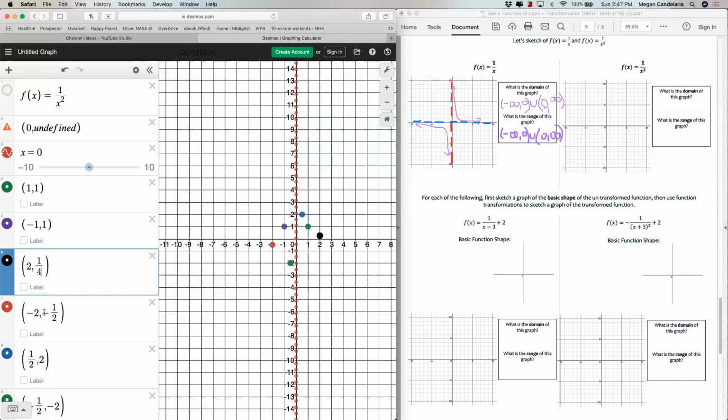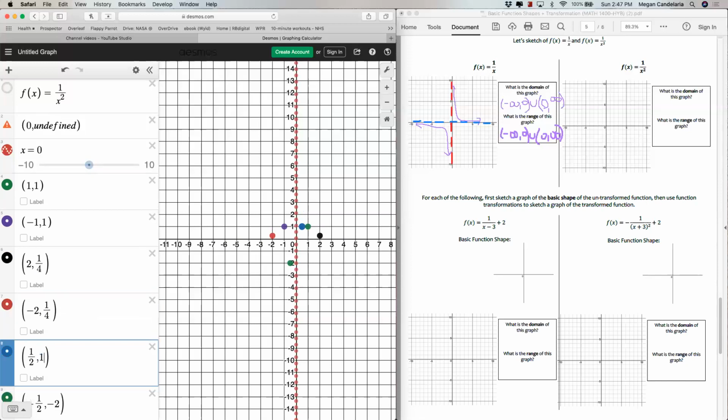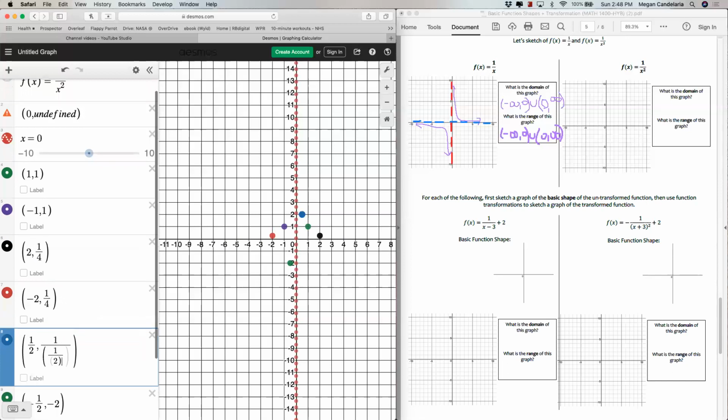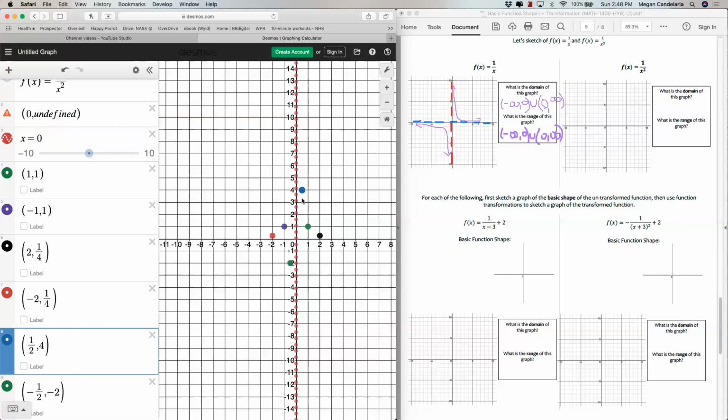When we plug in negative 2, we'll get 1 over negative 2 quantity squared. But negative 2 squared is positive 4. So we'll get the point (-2, 1/4). Plugging in 1/2, oh man, we'll get 1 over 1 divided by 2 squared, right? That's literally what we get when we plug in 1/2. 1 over x squared becomes 1 over 1/2 squared. 1/2 squared is the same thing as 1/4. 1 divided by 1/4 is 4. So now we have the point (1/2, 4). That's this point up here.